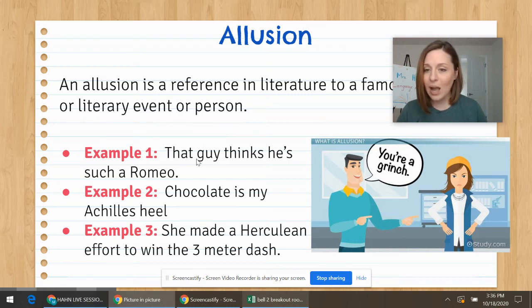Here's one on the right. You can see in the comic, he says, "You're such a Grinch." That's a more modern allusion to the story of the Grinch, who is grumpy and wants to ruin Christmas.